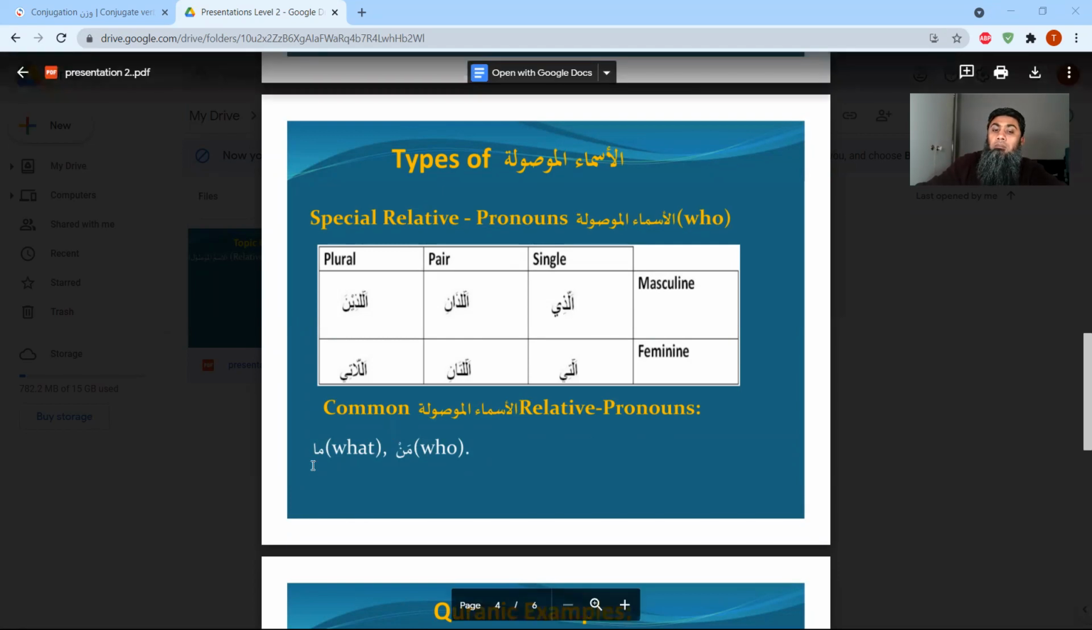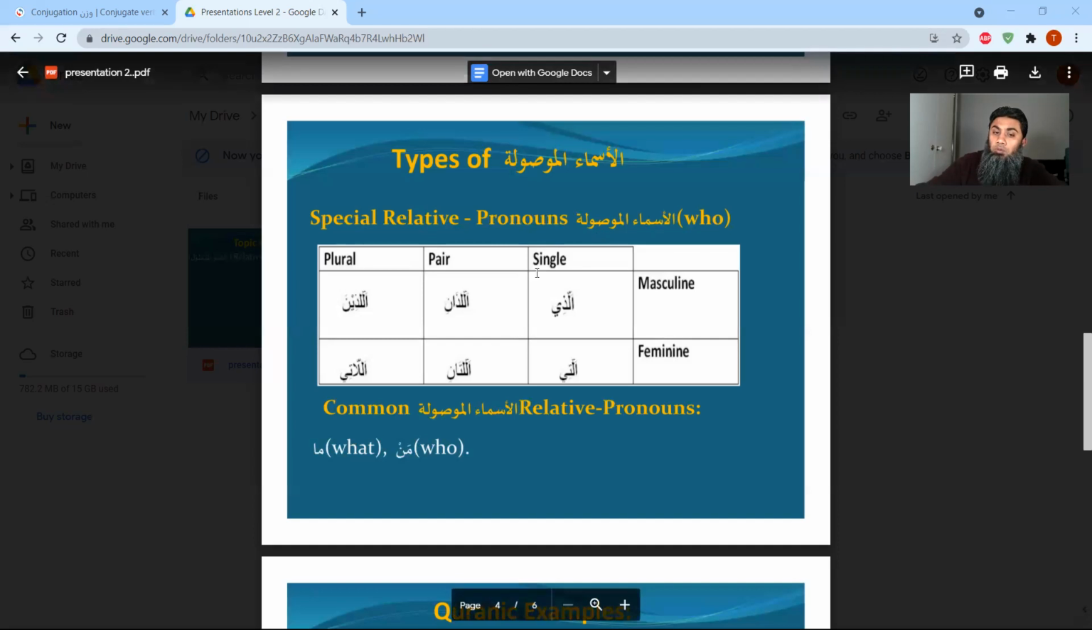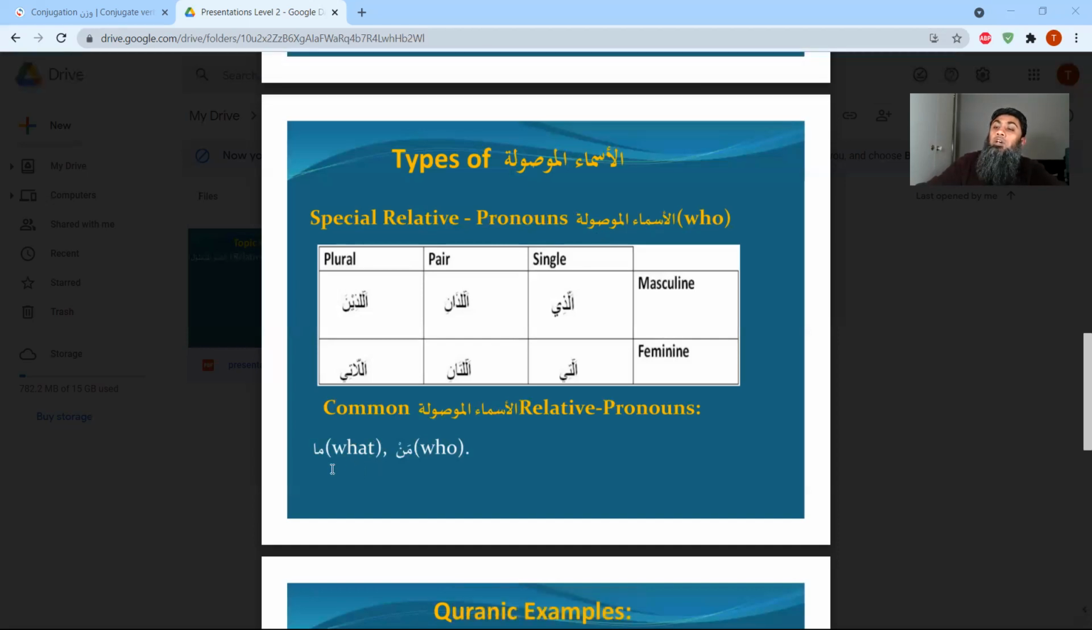For example, ma or man. Ma means what? Now you may be thinking that you have learned that ma comes for negation. Today you are learning a second type of ma. So ma comes for negation and ma also comes for relative pronoun. If it comes for negation, it gives the meaning of negation. If it comes as a relative pronoun, then it gives the meaning of what. Inshallah, we'll see the example as well.